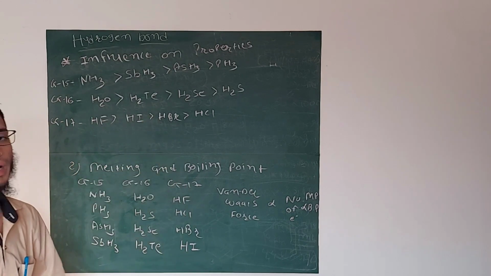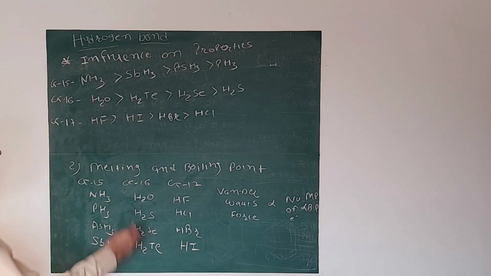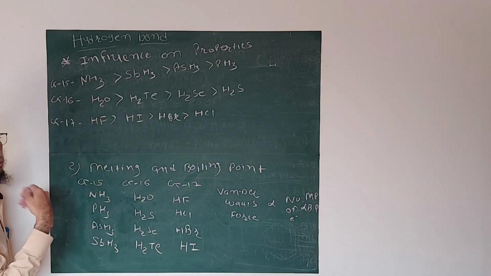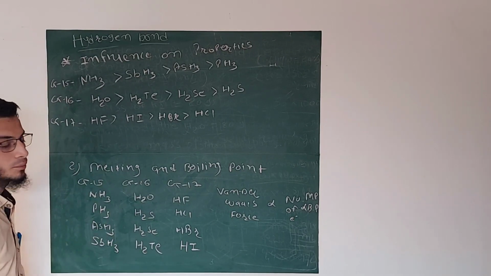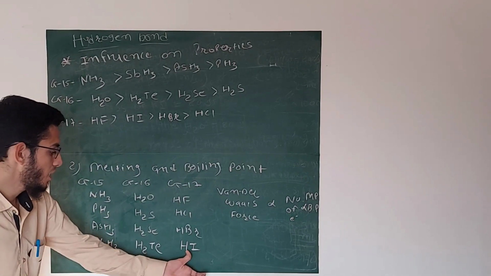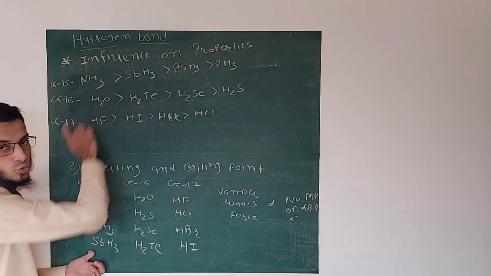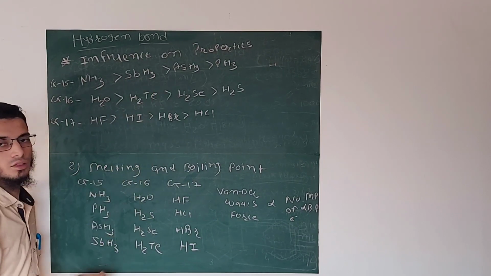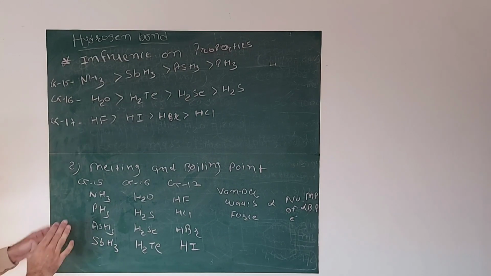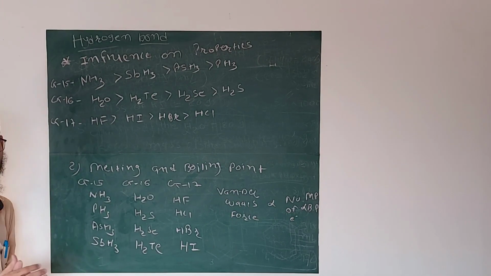Here is the order of melting and boiling point. So first, the stronger the hydrogen bond, the higher the melting and boiling point. But in this case, antimony hydride has stronger van der Waals force, so it will come next to ammonia. Similarly in all of the cases. Okay, so here is the melting point and boiling point.